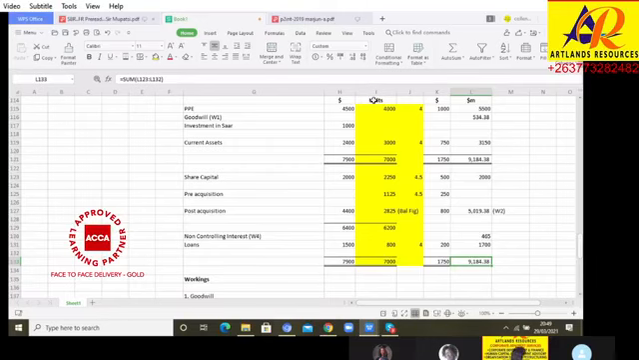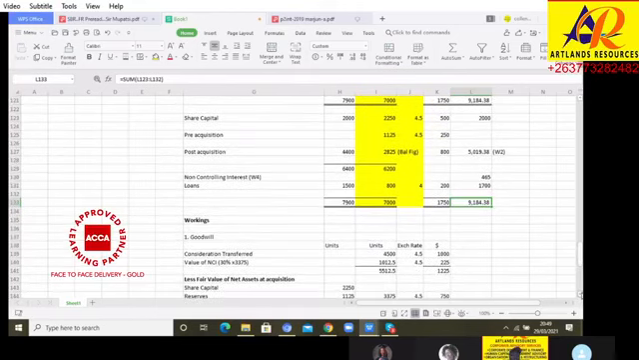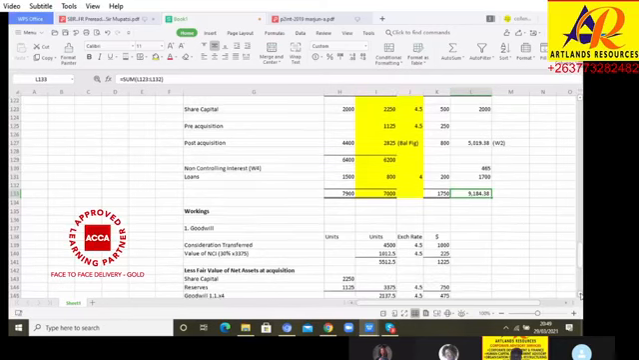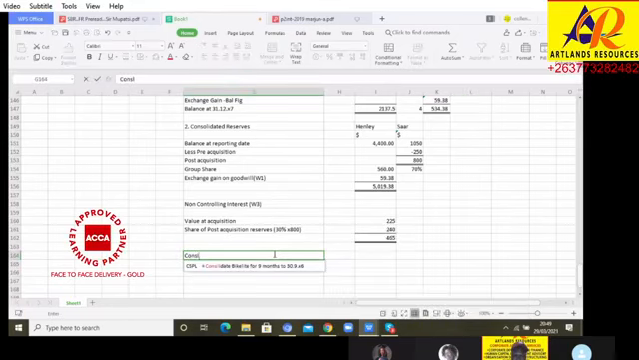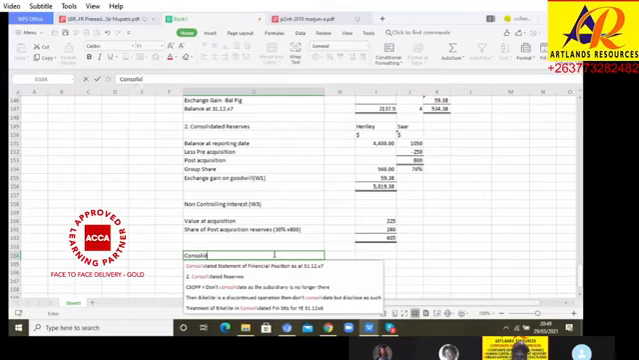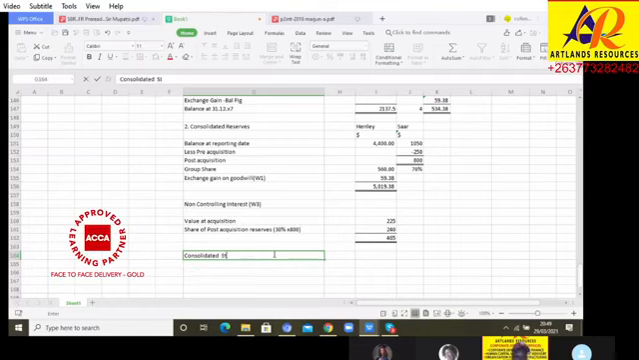Are you noticing, like in this particular case, NCI has no share in Goodwill. So if NCI had a share in Goodwill, we would say share of exchange gain on Goodwill, like what we did in the previous question. Now, let us have the consolidated statement of profit or loss. Statement of financial position is done.